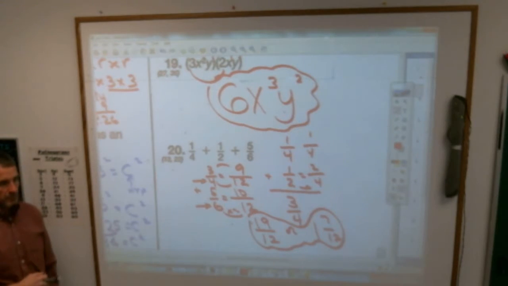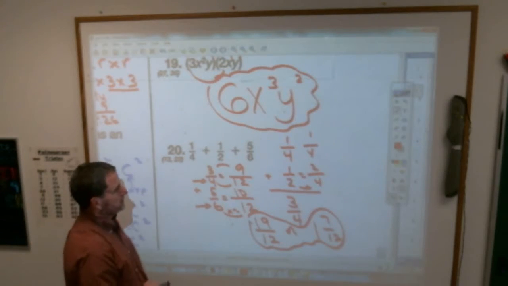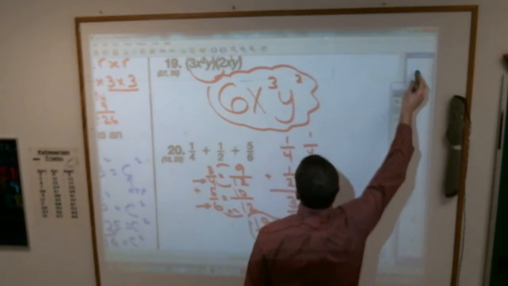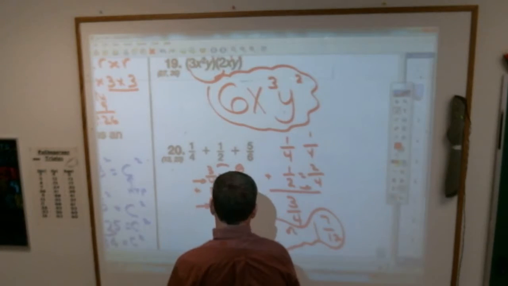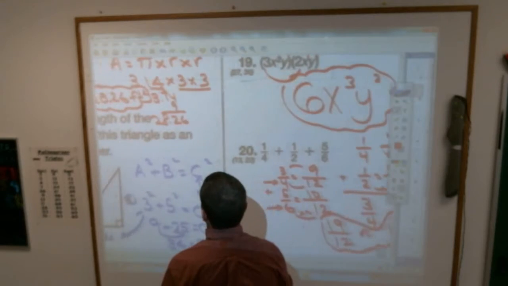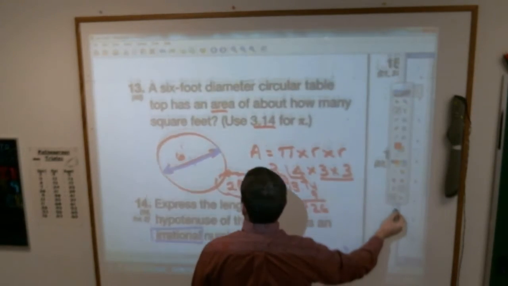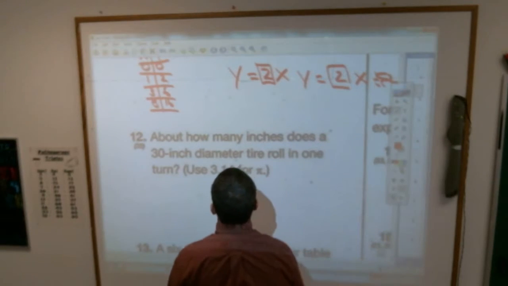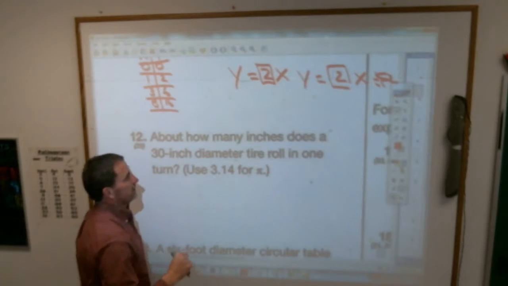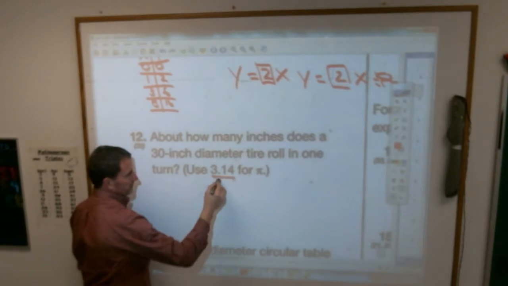Did they do something wrong? Keith? For 12 and 13, if it says about, then would you just do the exact one, or would you just ask? If it says about, no, you can't. The reason it says about is because of this right here.